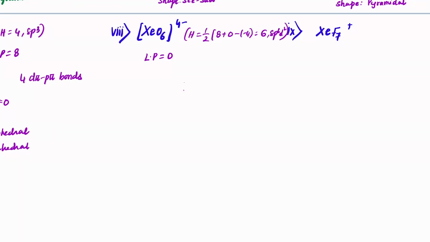Xenon having 6 means we should have an octahedral form. So it first makes an octahedral form here, like this, with 6 oxygens. Now on this octahedral form, 4 oxygens must have got that minus charge: minus, minus, minus, and minus. The other two have to be balanced with a double bond only. So this is how the structure has to be. Clear?